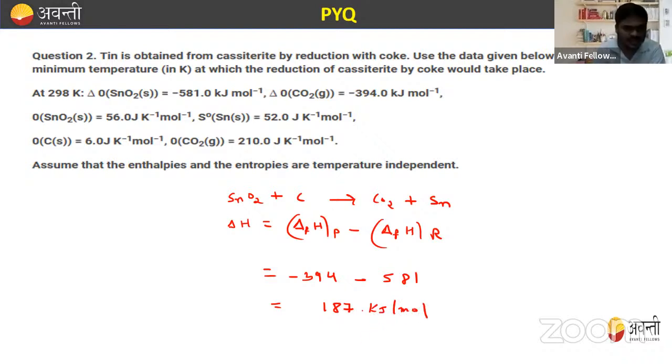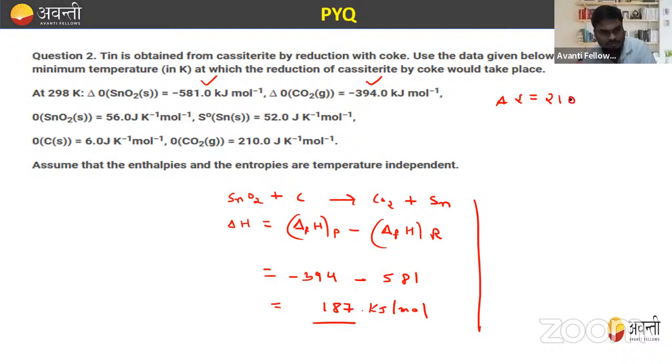So just assume this, at 298 Kelvin, SnO2 gives 581. This is already given, this one and this one. So subtracting, we get 187. Okay, no issue. Similar for the enthalpy as well. This is for enthalpy. Similar for entropy. So entropy is already given, that is 210 plus 52 minus 56. What you get is 200 joule per Kelvin.